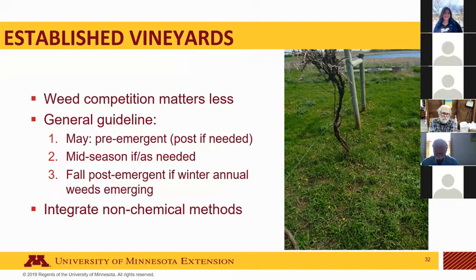And then some vineyards will also do an application in the fall of a post-emergent if you're seeing a lot of winter annual weeds coming up. So winter annual weeds, by definition, are weeds that come up in the fall, they survive the winter, and then they continue growing in the spring. Horseweed, also known as mare's tail, is an example of this. So if you start seeing a lot of those coming up in the fall, you could consider spraying a fall herbicide to kill them, and it'll make your weed management a lot easier in the spring. You can consider integrating non-chemical methods as well, such as just growing grass or a cover crop underneath the vine rows.